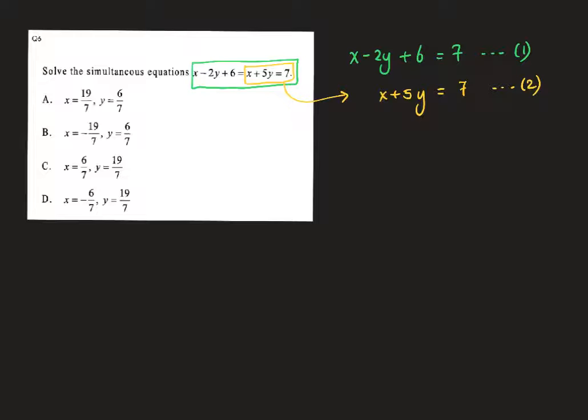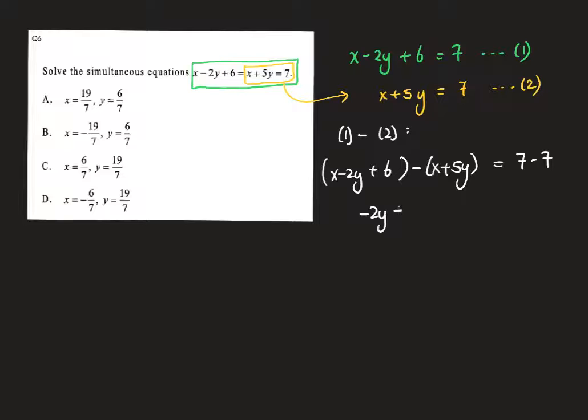Let me show it to you. I will subtract 2 from 1, that is 1 minus 2. And on the left side, we have minus 2y plus 6 minus 5y equals 0. Minus 7y equals minus 6. So y equals 6 over 7.